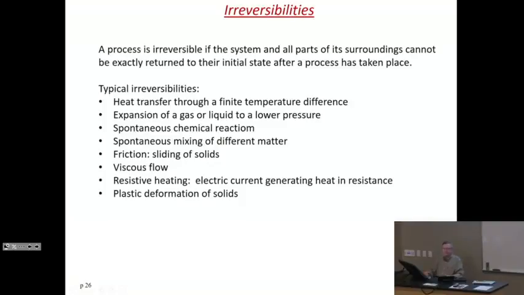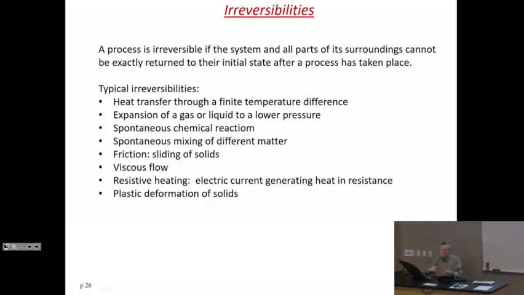So what are these irreversibilities in the system? A process is irreversible if the system and all parts of its surroundings cannot be exactly returned to their initial state after the process has taken place. So really, if you have a heat transfer through a finite temperature difference between two parts, unless you do work on it, you will never be able to return that system to its initial situation. Expansion of gas, like we showed, a spontaneous chemical reaction, mixing, friction, of course. If you slide two solids, you make heat. Well, if you take two solids and put heat in, they're not going to start moving against each other. So this is an irreversible process.